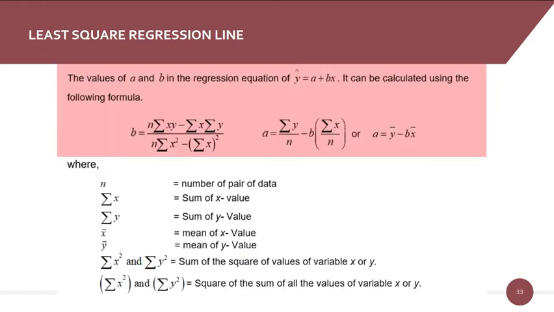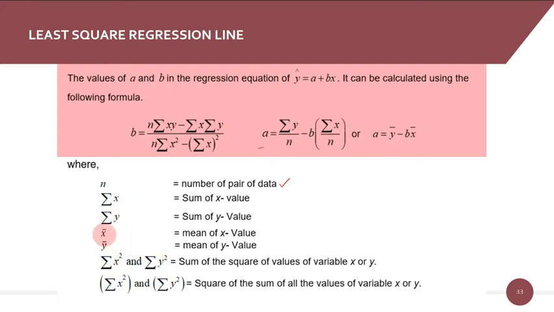The values of a and b in the regression equation, estimated y equal to a plus bx, can be calculated using the following formulas. You have b with its formula, and then a is summation of y over n minus b summation of x over n. A equal to y bar minus b x bar. Here n refers to the number of pairs of data. Summation of x means you sum all x, and summation of y means you sum all values of y.